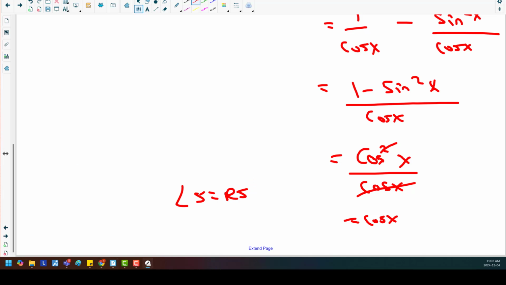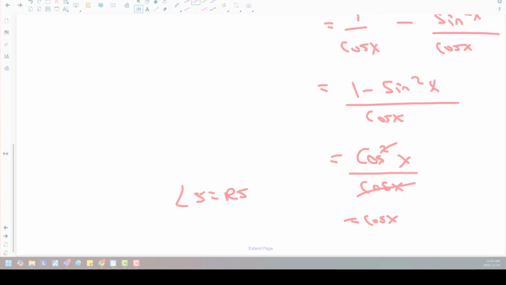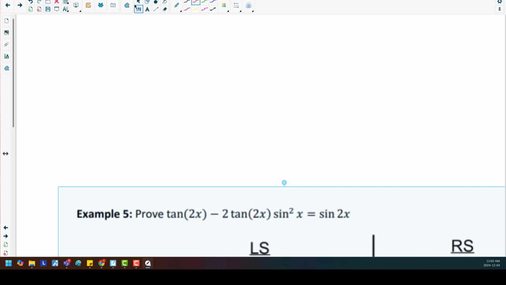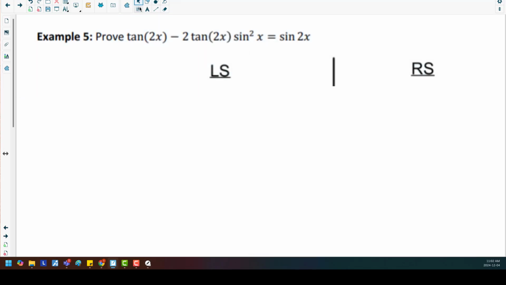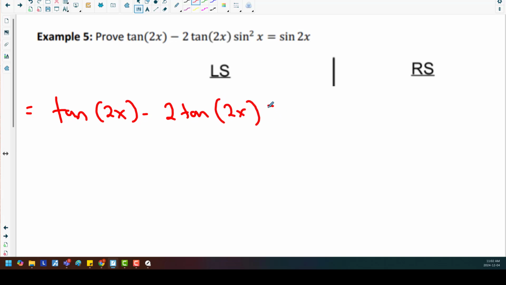And let's see if we can get another example in. Example 5. Oh, this one looks a little tricky. We have tan 2x minus 2 tan 2x times sine squared x, and this side is just sine 2x. All right, so we'll keep this side as it is. We'll work on the left-hand side.